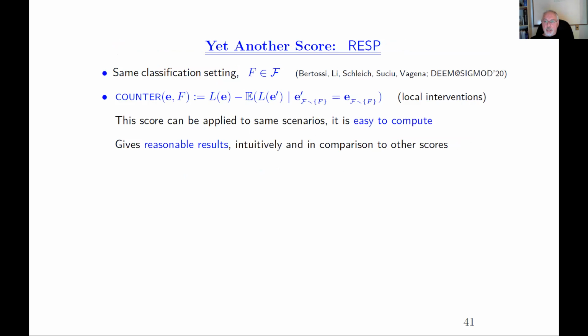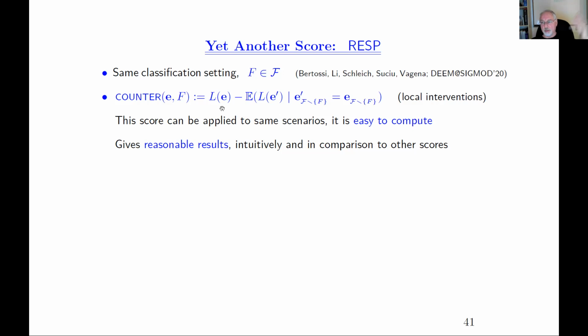We consider in a different paper this year, at a workshop at SIGMOD, another score, RESP, that is related, as you might guess, to responsibility and causality. So we have the same classification setting. We have a feature in the set of features. We have an entity. And now counter is a kind of a first step toward this score RESP. It's very simple, counter. What we do, we take the difference between the label for the original entity.